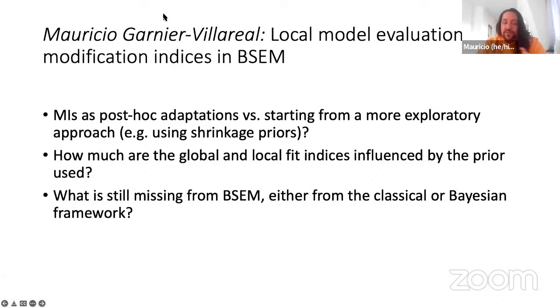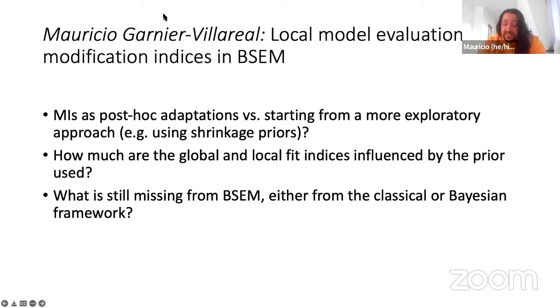But for me, the other is more on the practical side, where we see that some of these models can be hard to converge in the models that I see most people interested in SEM using, right? You have 5, 10, 15 factors. So I do see a practical problem there.